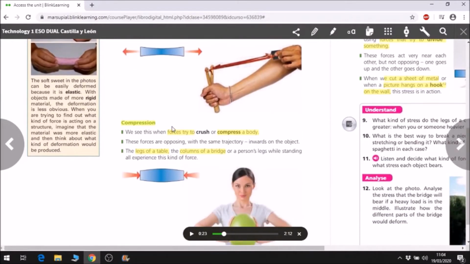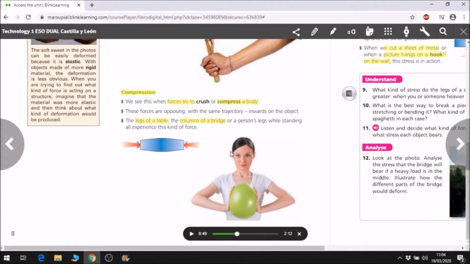Next stress, compression. We see this when forces try to crush or compress a body. Okay, we are trying to compress, comprimir, to make it smaller. Examples of this, the legs of a table or the columns of a bridge. For example, in this picture, this woman is trying to compress the ball.